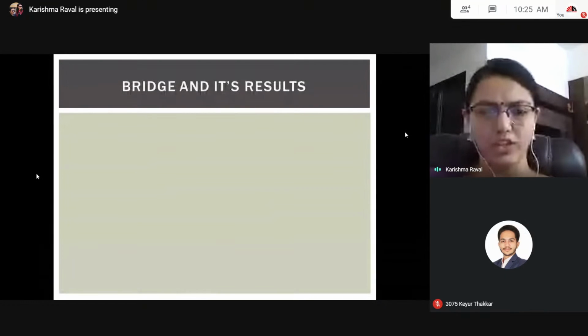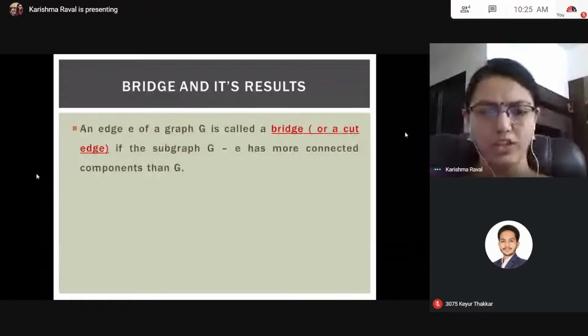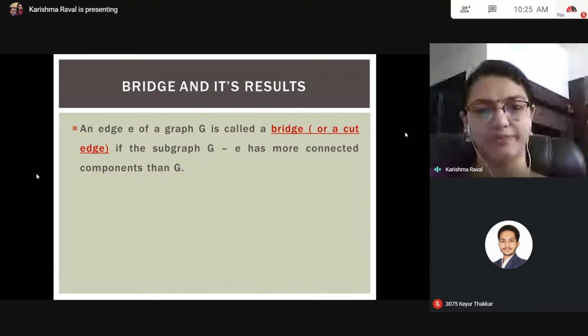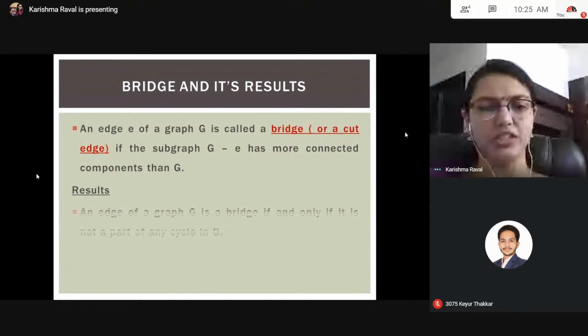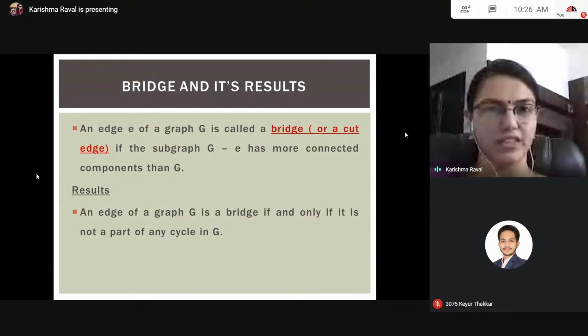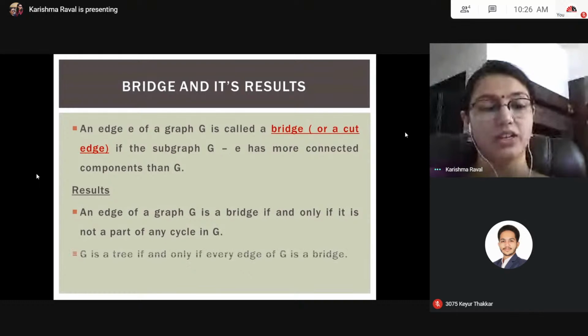Bridge and its results. What is a bridge? Any edge E of graph G is called a bridge or a cut edge if the subgraph G minus E has more connected components than G. A result on bridges: an edge E of a graph G is a bridge if and only if it is not a part of any cycle in G.